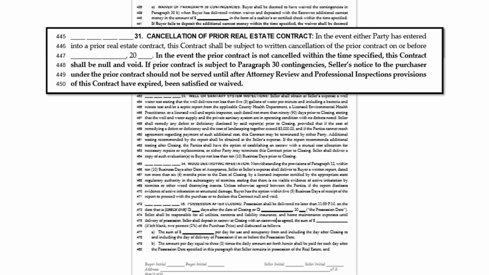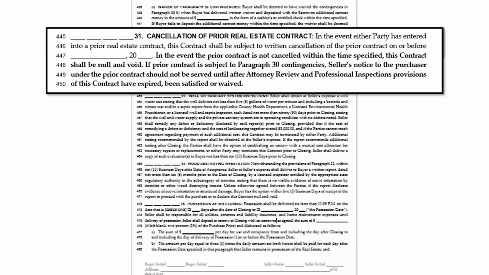It said it was an HS 72. Well, then you're going to have to give him at least 3 days, because that's how long that buyer had to make up his mind. So this goes on to say, in the event the prior contract is not canceled within the time specified, then this contract is null and void. Done. Over. We don't have to do anything.